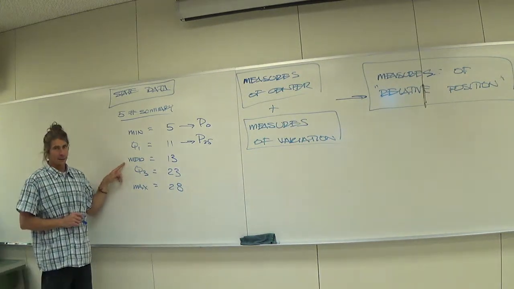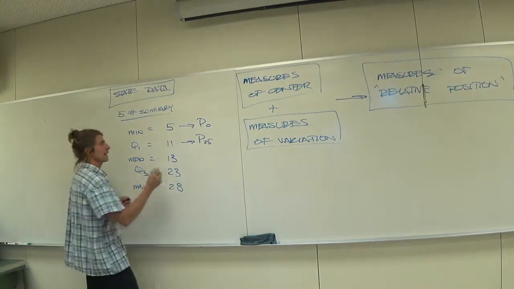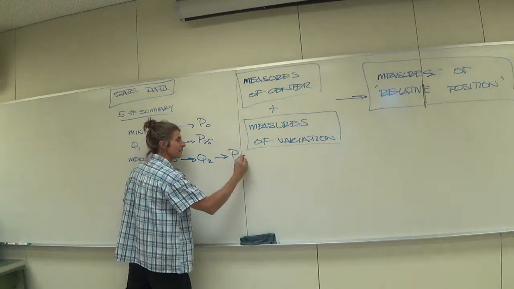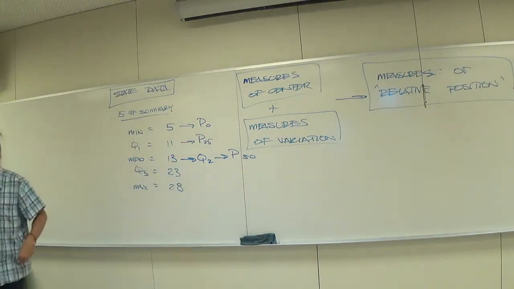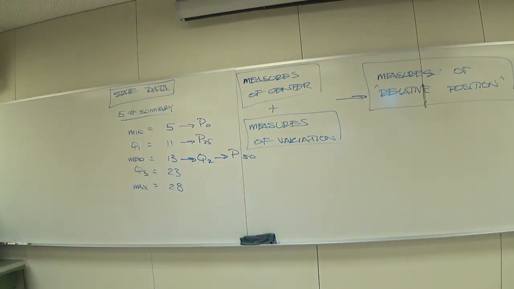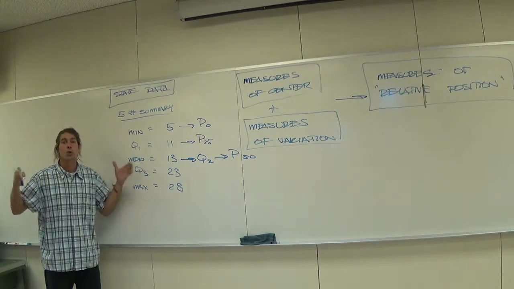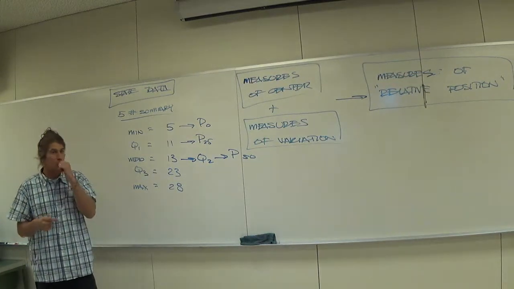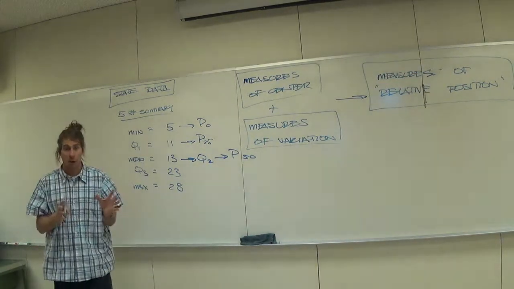How about this guy right here? Who's he? He's Q. You're both right. I heard Q2, and I heard P50. And you're both right. It's the second quartile and the 50th percentile, both of which say the same thing. Quartiles are just dividing the data up into quarters, where percentiles break it up into percentages. So rather than 100 little pieces, it's 4 quarters.